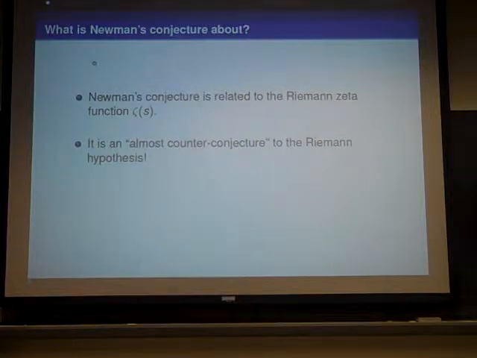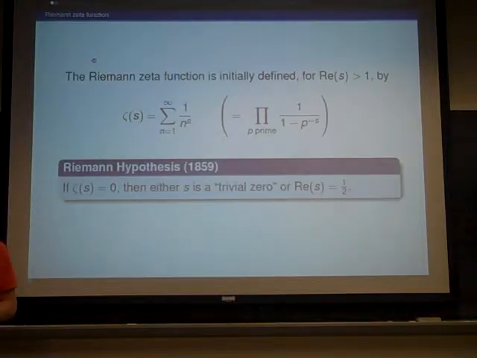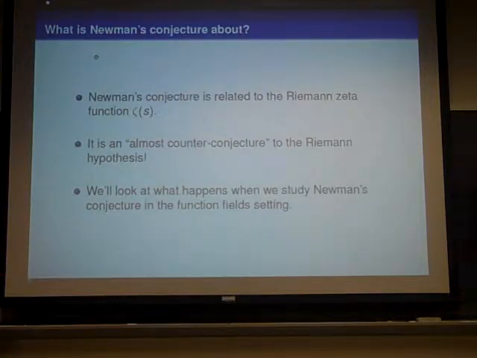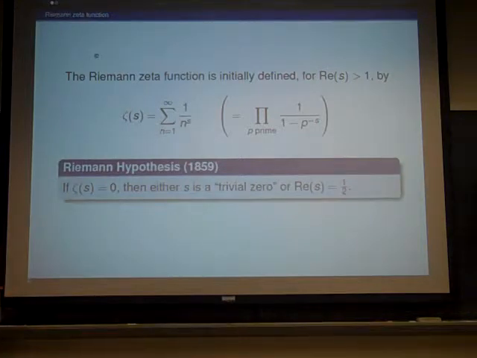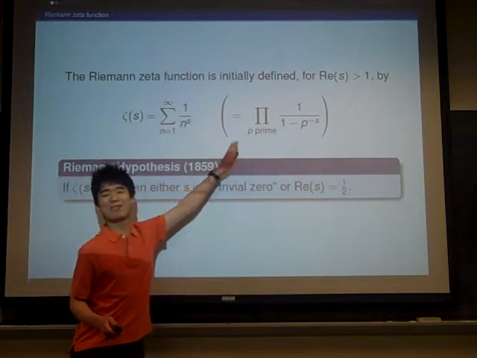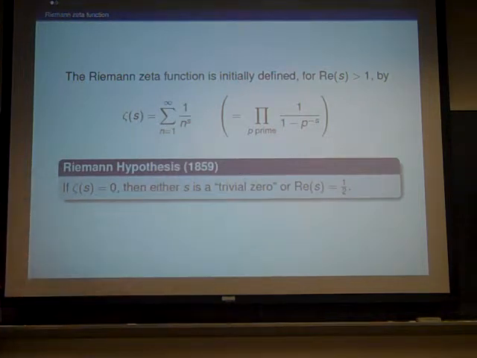Okay. So this last summer, I was looking at what happens when we study Newman's conjecture in the function field setting, so I'll be presenting on that as well. So first, here's the Riemann zeta function. Because of this factorization to primes, that's why number theorists care about it so much. We want to know where the zeros are. So that's what the Riemann hypothesis hypothesizes. And people have been trying to prove this for a very long time.